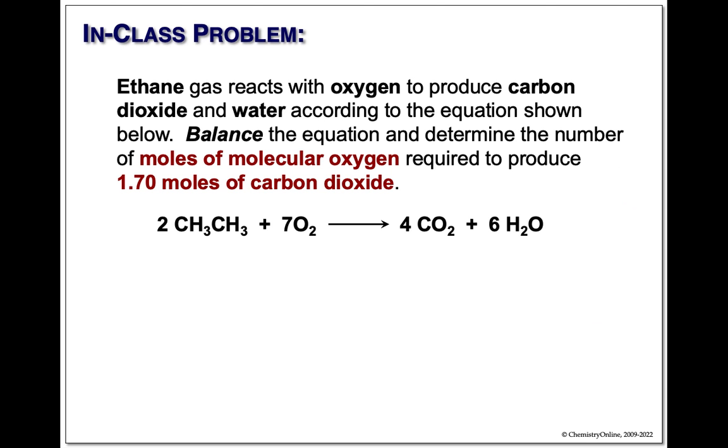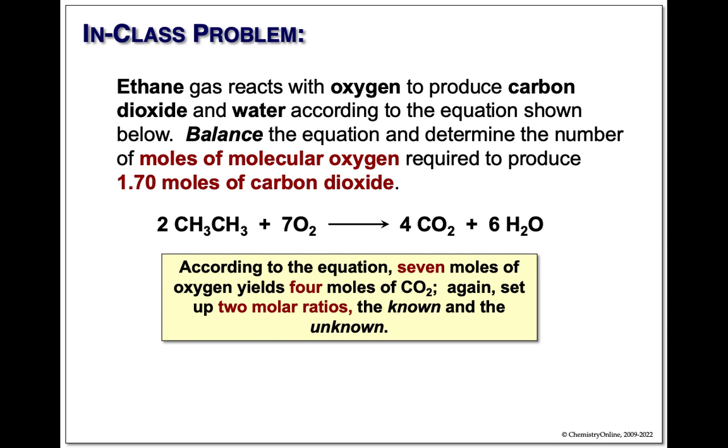Okay. So here's our balanced equation now. Let's look at this. We're looking at O2 and CO2. So our ratio here is 7 oxygens, 4 CO2s. Our given is going to be CO2. We'll put that in our denominator. So our ratio is going to be 7 to 4. That's the known ratio.